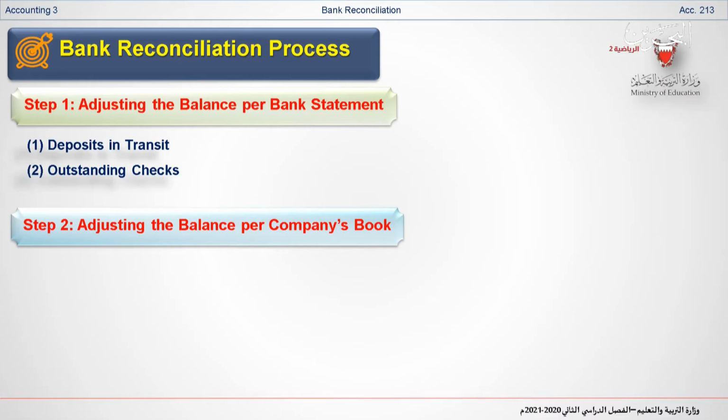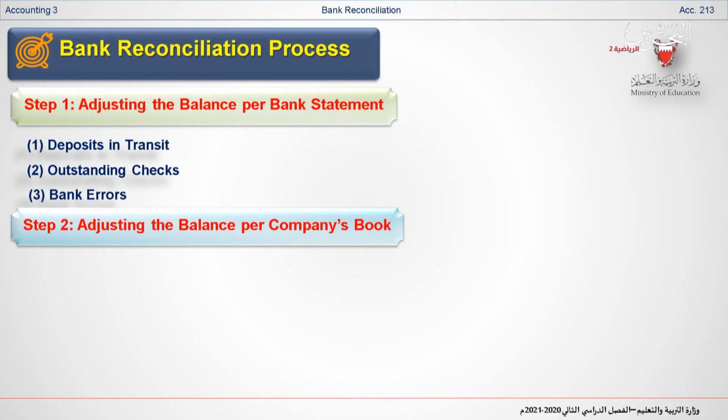Number 2. Outstanding checks are those checks that have been written and recorded in the cash account of the company, but have not yet cleared in the bank account. They need to be deducted from the bank balance. Therefore, outstanding checks are listed on the bank reconciliation as a decrease in the balance per bank.